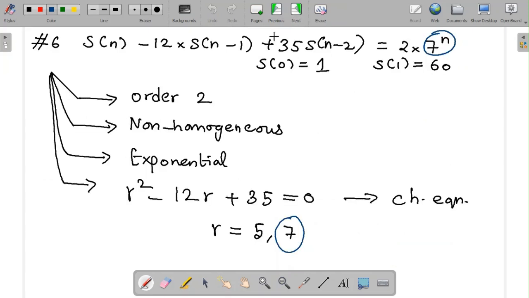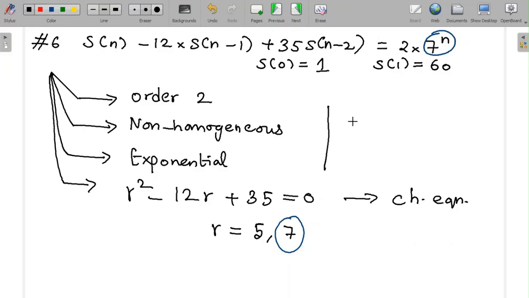Here though, the roots are 5 and 7 and one of the roots is a factor of the function on the right. In such cases, we'll have to be careful when we define the particular function of n and we'll write it as n times 7 power n times d naught. Last time it was only d naught and 7 power n. This time the inclusion of n is because one of the roots is a factor of the function on the right.